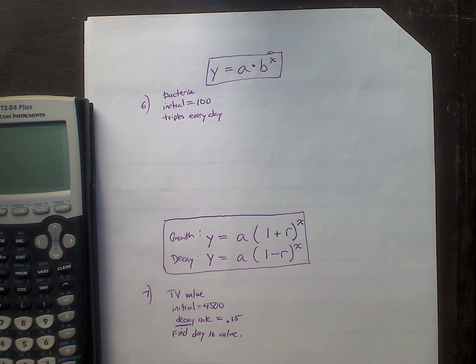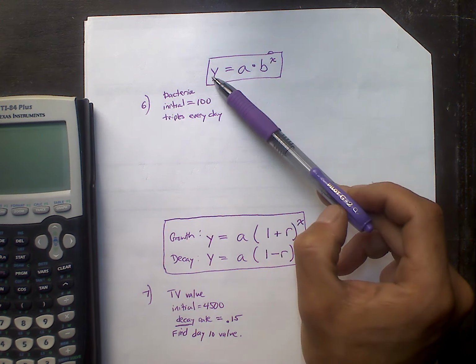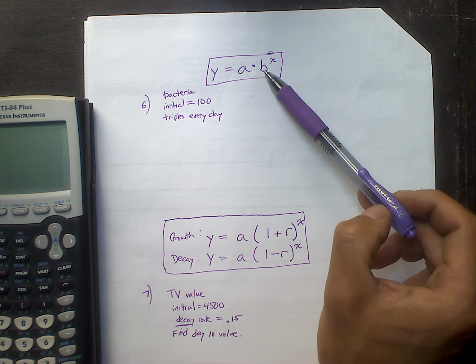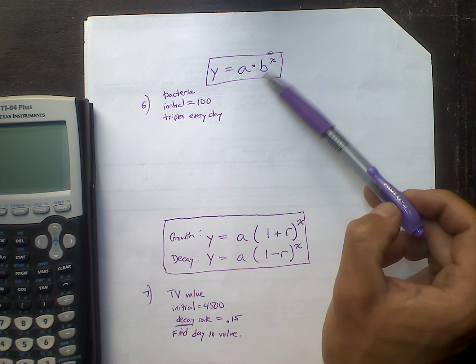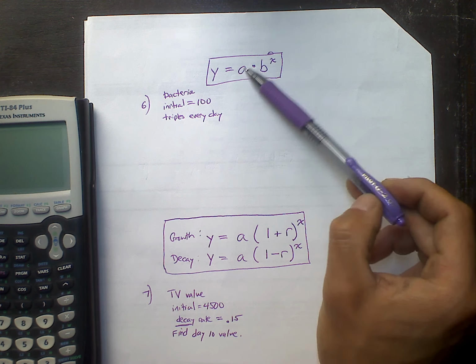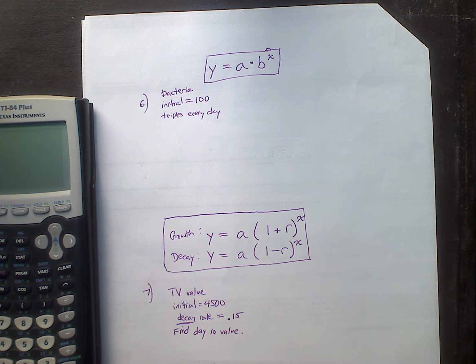So just as a quick reminder, when we did exponential word problems, we used this formula a lot. It was y equals a times b raised to the x. The a was the initial value. The b was the multiplier to get to the next term, and then x and y were the variables. The x was in the exponent position.